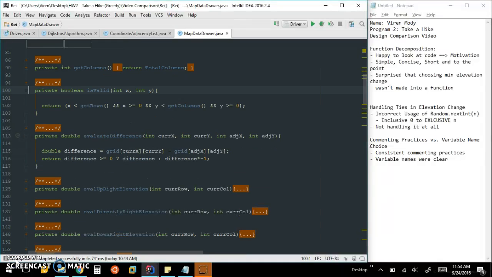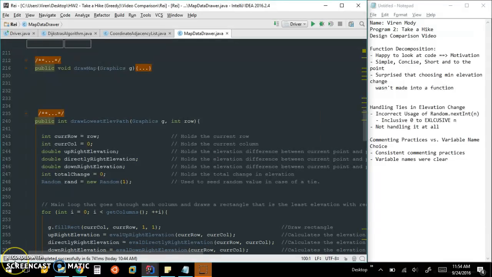My first focus is function decomposition, and when I first looked at Ray's code, I was just happy to look at it, and it motivated me to write code the way Ray wrote his or her code. Because if you look at the way they handled the tasks, they broke them down into smaller tasks, like is valid, and it was just one line. Evaluate the difference in elevation, 2 lines, and then 3 different functions to handle the different directions and what those changes in elevation would be if they were valid.